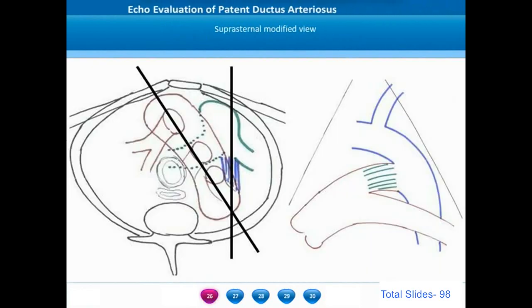From this suprasternal long axis view that views the aorta along its long axis from the ascending aorta to descending aorta, we modify our view by moving the probe to a more sagittal plane. When we move the probe to a more sagittal plane, we will be visualizing the proximal descending thoracic aorta, the entire ductus, and the distal main pulmonary artery. So this will be the suprasternal ductal view.